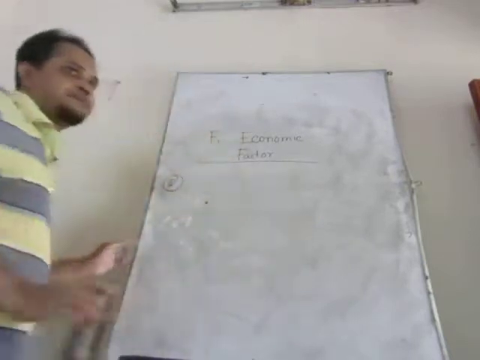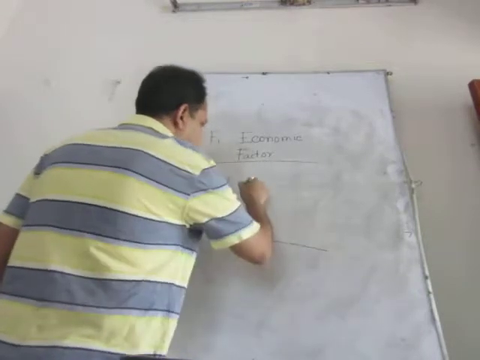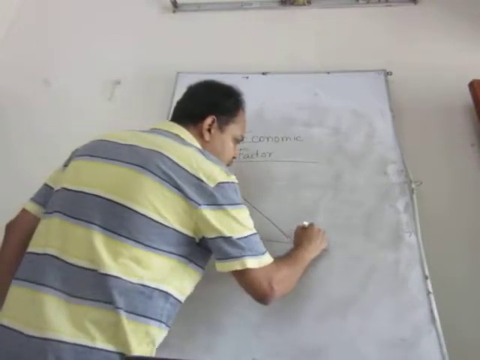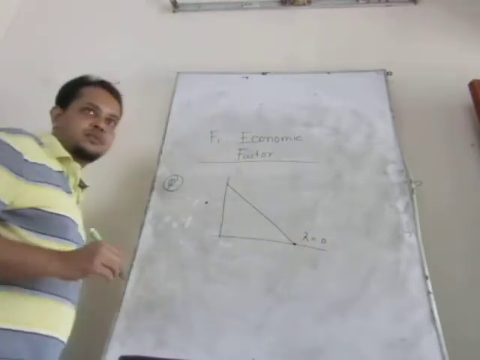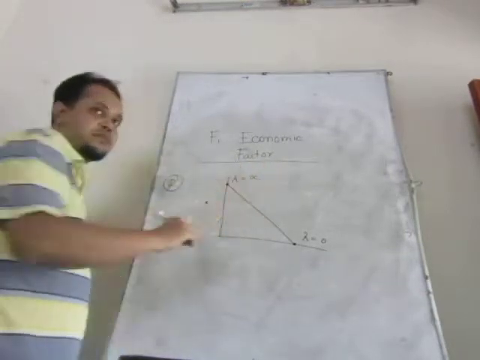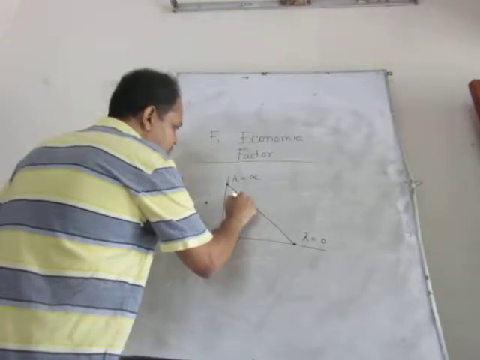So here your lambda equals 0. In this position, your lambda equals infinity. At the very middle stage, 0.5.